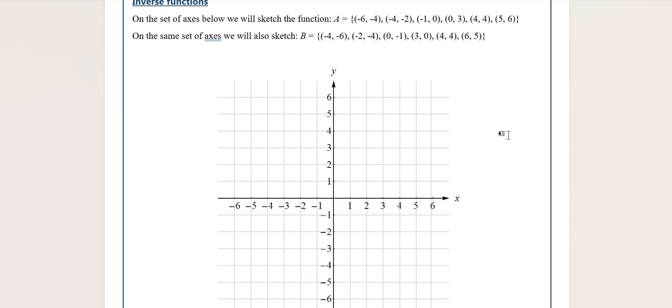So the very first thing I'm going to do is a little dull, a little slow. I'm just going to plot my points out. So the first one is -6, -4. I'm just going to plot that onto my graph. And then I've got -4, -2, which will go here, -1, 0, which will go there, 0, 3, which will go here, 4, 4, which would go here, and 5, 6, which is going to go up here. So this is my first set of points.